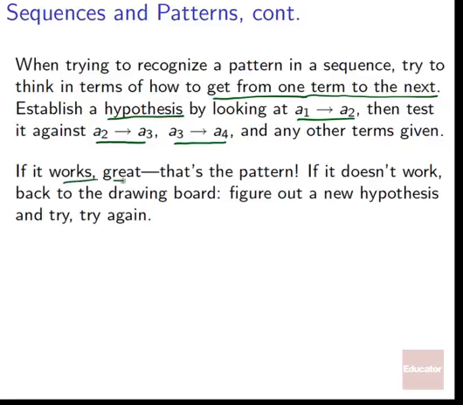If it works, great, you just figured out the pattern, and now you're ready to figure out some way to formulate that general form, that general term, the nth term. If it doesn't work, back to the drawing board. Figure out some new hypothesis, and then try again. It's all about figuring out something that you think might work and then testing it against the information you have. Keep testing until you get something that actually works out, at which point you've found the pattern, and now you're ready to start working your way towards a general term formula.